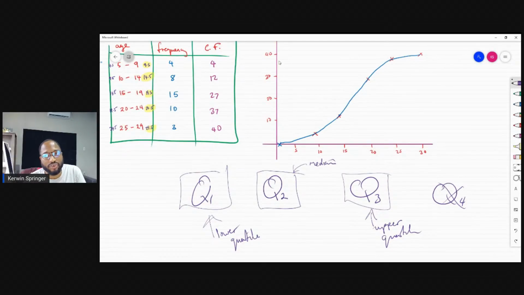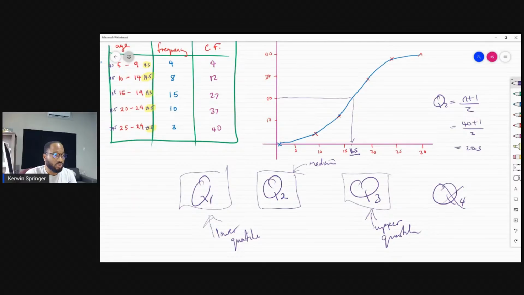No, 20.5, sorry, because they have 40. So sometimes the formula for Q2 is n plus 1 divided by 2. Have you all ever seen that before? With n being the total number of things that we have, so this will be 20.5. So your median will come from 20 or 20.5. Smack it here and then go down. So the median is the number that reads off here. So let's say this number was 16.5. The median age is 16.5.